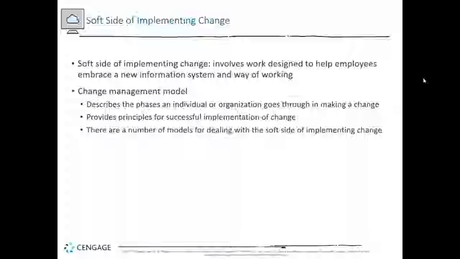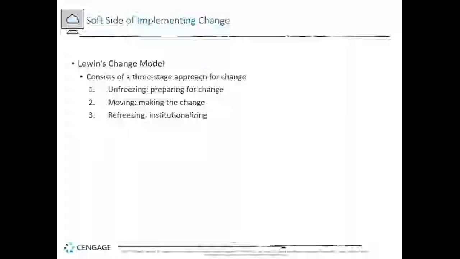Soft side of implementation change. The soft side of implementing change involves work designed to help employees embrace the new information system and way of working. Change management models describe the phases an individual or organization goes through in making a change, and provide principles for successful implementation of change.